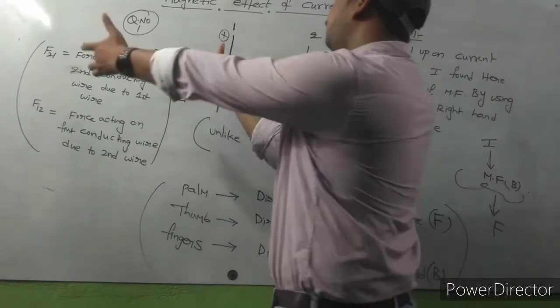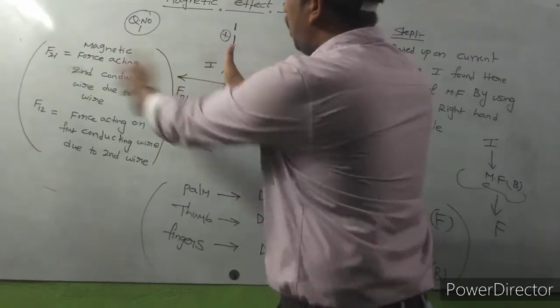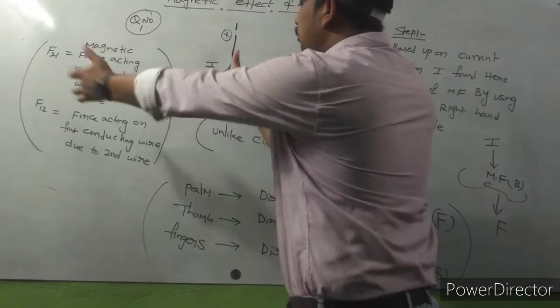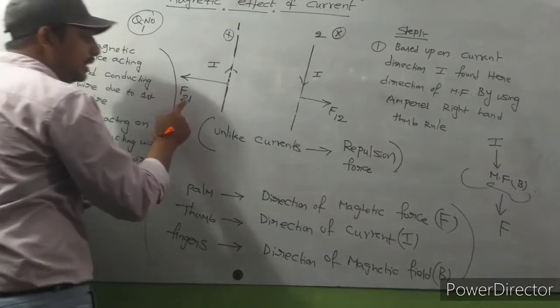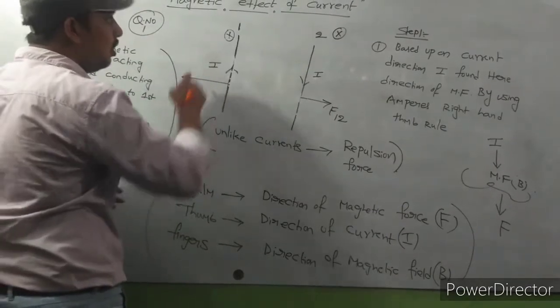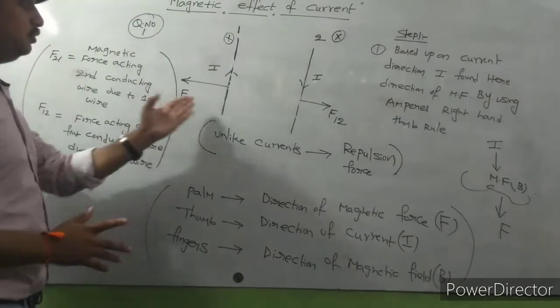Now, direction of magnetic force indicates what? Palm. Palm indicates direction of magnetic force. This palm indicates here the direction of magnetic force. So magnetic force is acting in this direction. So this is the magnetic force acting on the second conductor due to the first conductor, F21.